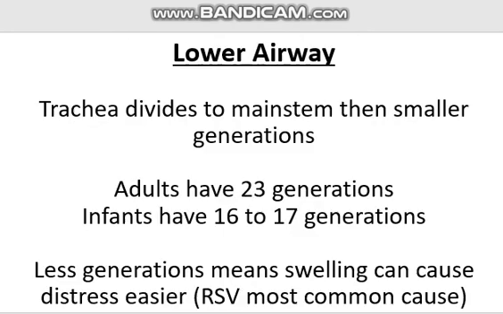The lower airway. The trachea divides to the mainstem then to smaller generations. Adults have 23 generations. Infants have 16 to 17 generations. Fewer generations means swelling can cause distress more easily. RSV is the most common cause of the swelling.